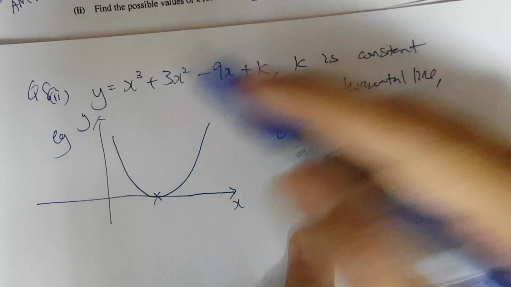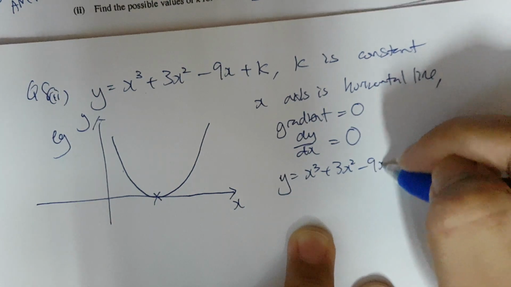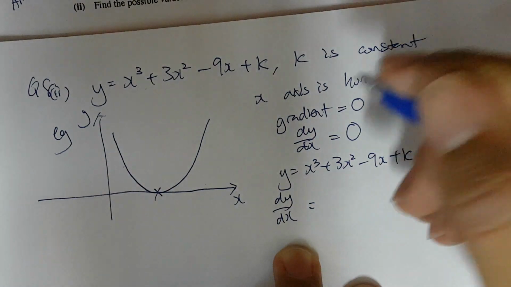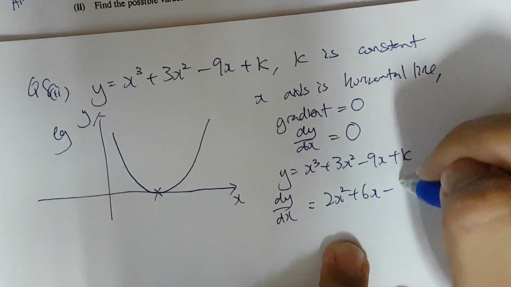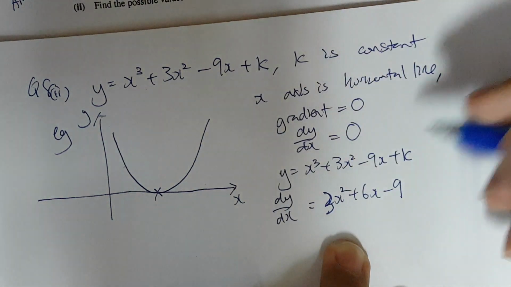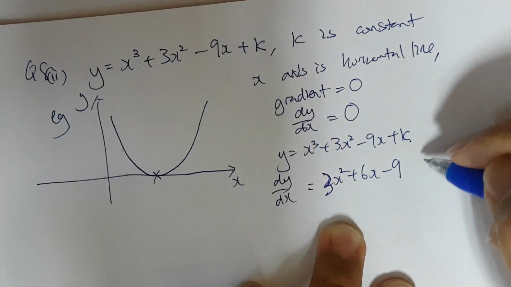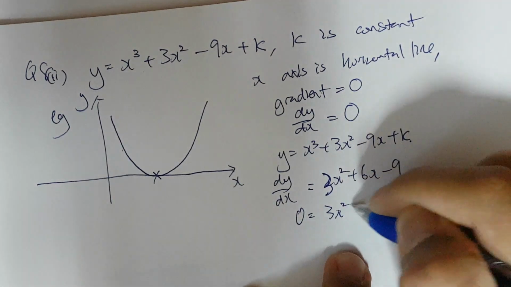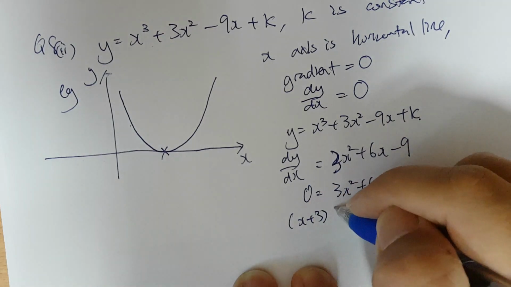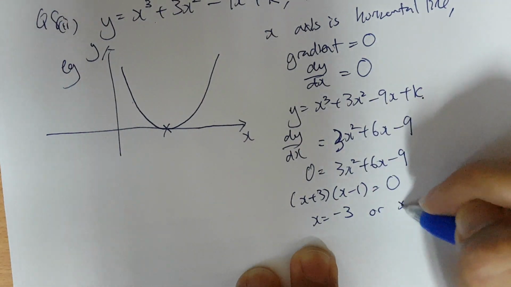So what you do is you differentiate first. y equals x cubed plus 3x squared minus 9x plus k. You differentiate, you will get 3x squared plus 6x minus 9. k is a constant, so when you differentiate k, it becomes 0. So dy/dx equals 0, so 0 equals 3x squared plus 6x minus 9. You factorize, you have (x plus 3)(x minus 1) equals 0. So x equals negative 3 or x equals 1.